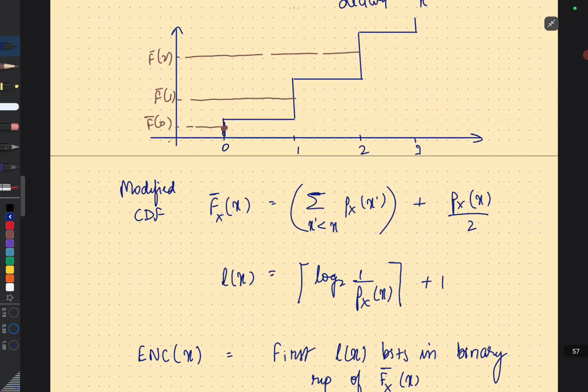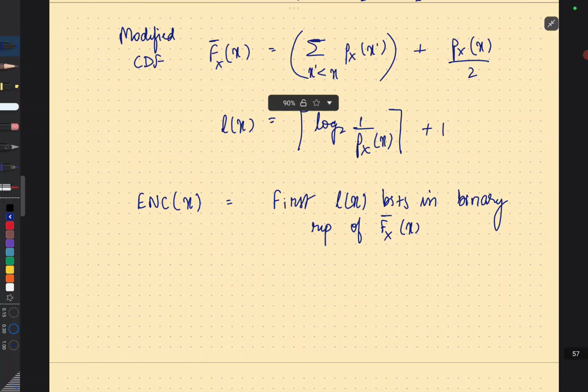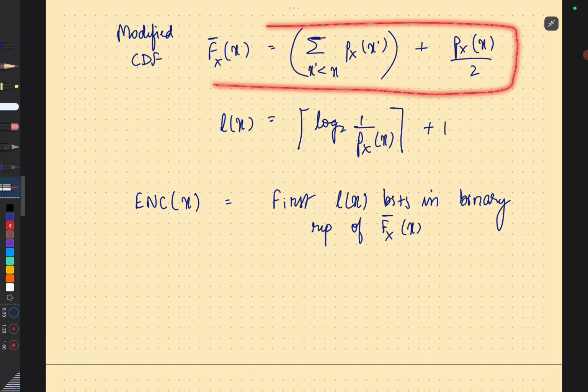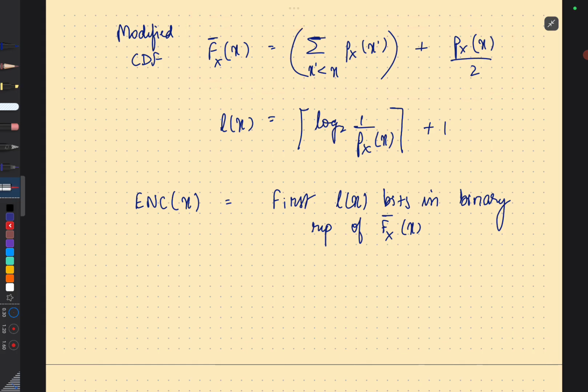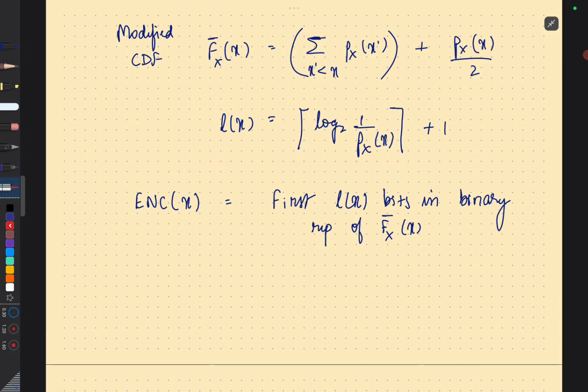All right. So what did we do in the Shannon-Fano-Elias coding? For any symbol, you first compute the modified CDF, which is defined as follows. And then the encoding of any particular symbol is the first L of x bits in the binary representation of this modified CDF corresponding to the symbol x.